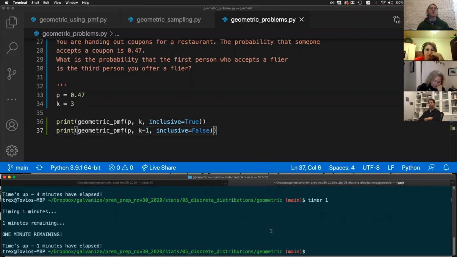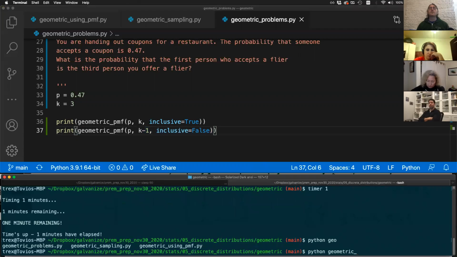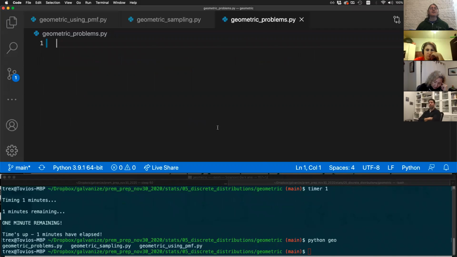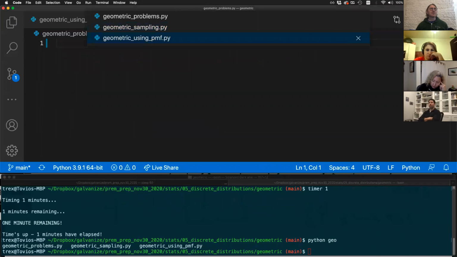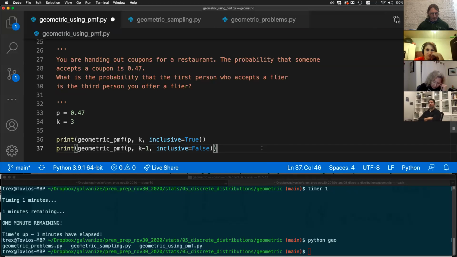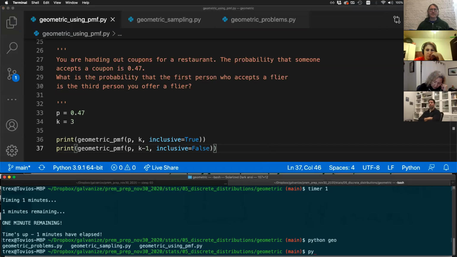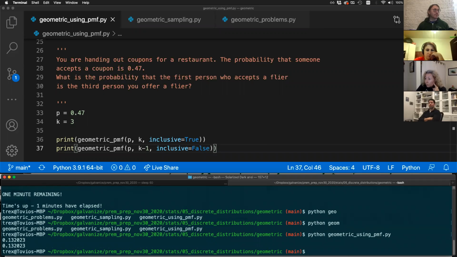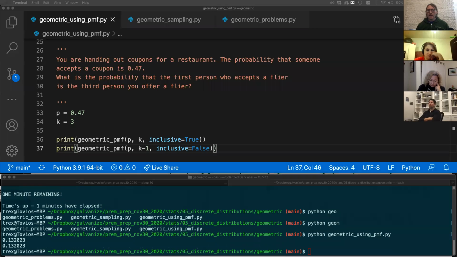And let's go ahead and run that. Oh, I am in the wrong file. That's cool. Okay, let me just fix that really quick. So we shouldn't be in geometric problems. We should be in geometric using PMF. Sorry about that. So let's do that again using PMF. And we get 0.132, right? And that looks pretty consistent.